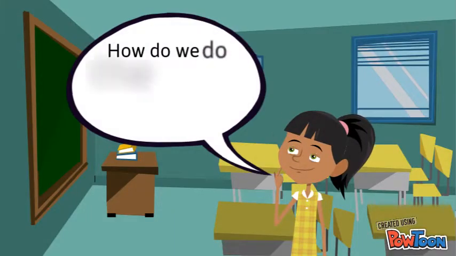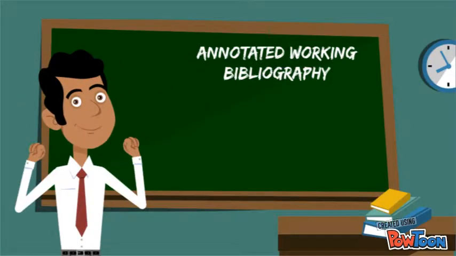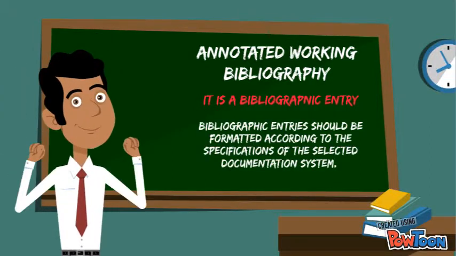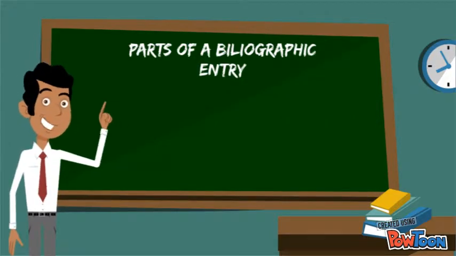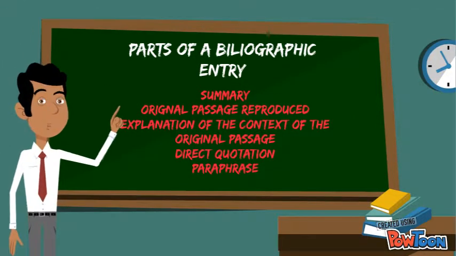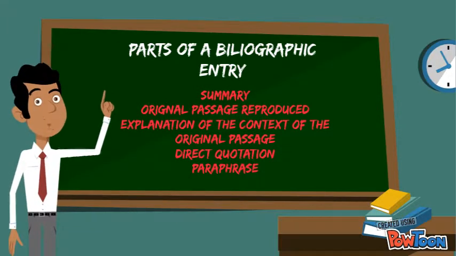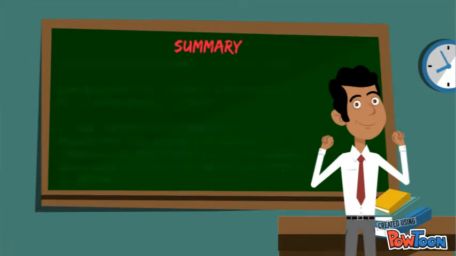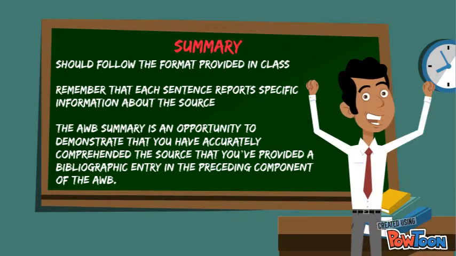How do we do the annotated working bibliography? Annotated working bibliography. In other words, it is a bibliographic entry. A bibliographic entry should be formatted according to the specifications of a selected documentation system. Parts of a bibliographic entry include its summary, original passage reproduced, explanation of the context, direct quotation, and paraphrase. Summary. It should follow the format provided in class. Remember that each sentence reports specific information about the source.